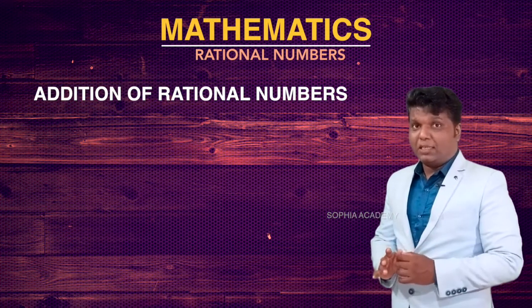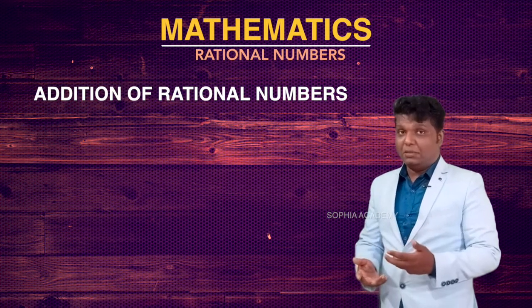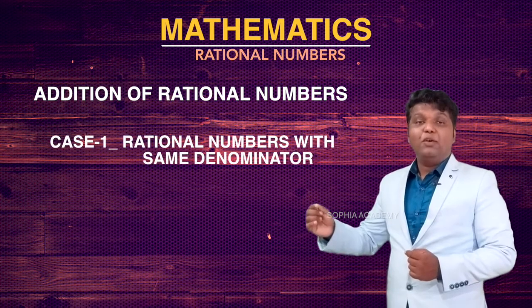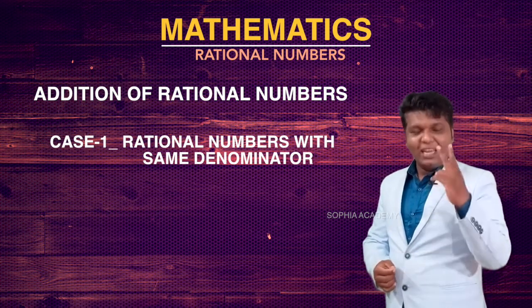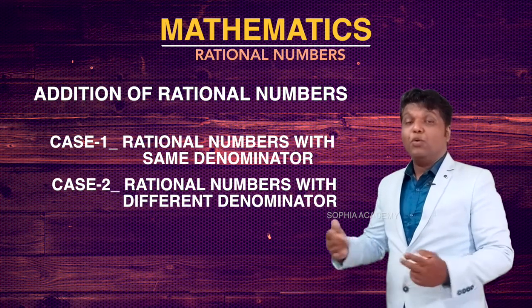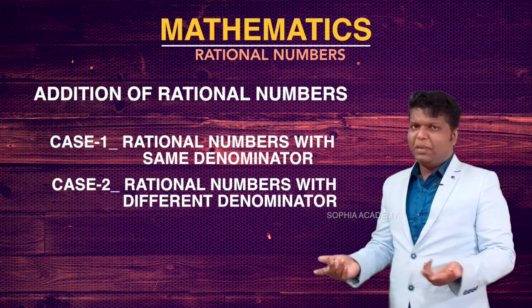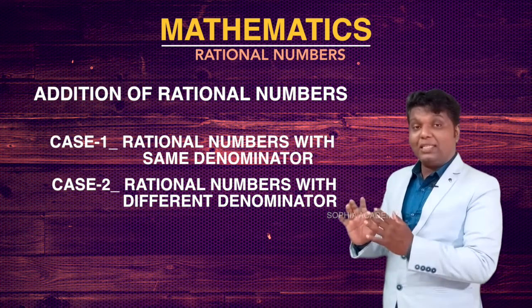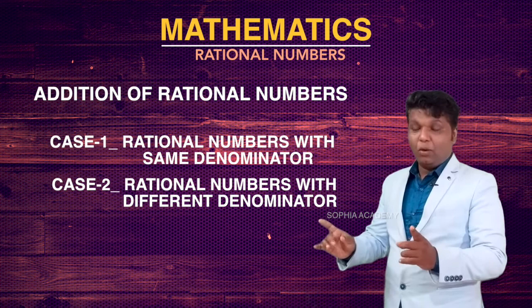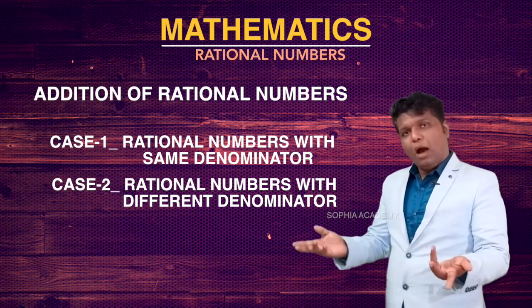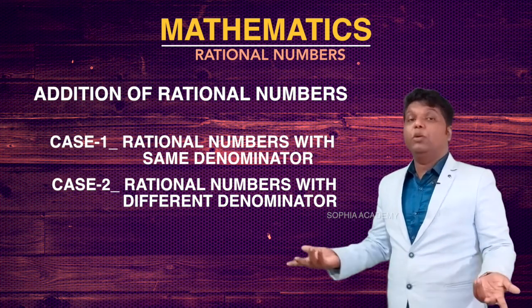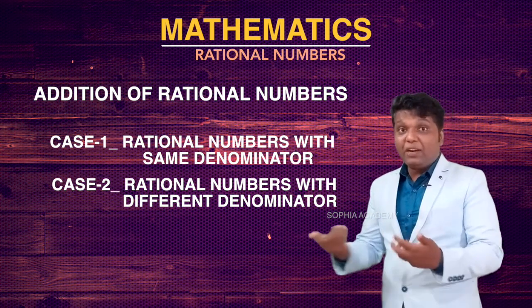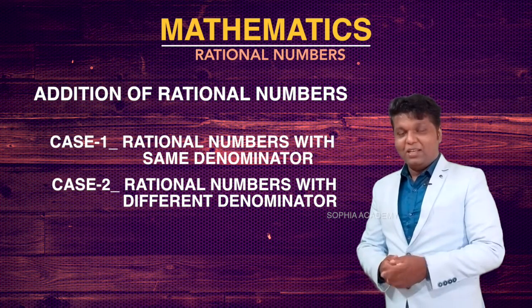So let us consider two rational numbers. Actually, when you're adding two rational numbers, there are two cases. Case number one, rational numbers with the same denominator. Case number two, rational numbers with different denominators. In the first case we are going to add two rational numbers which have the same denominator. If the denominators are the same, how can we add them? In the second case, if the denominators are different, how can we add them? So this is very important.